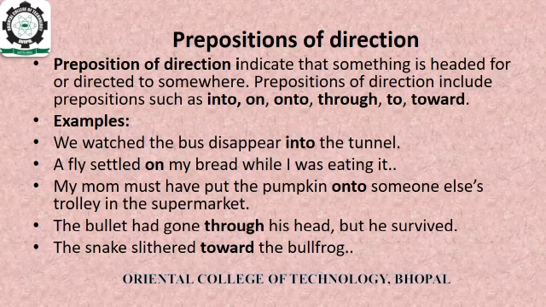Prepositions of direction. Prepositions of direction indicate that something is headed for or directed to somewhere. They include prepositions such as into, on, onto, through, to, toward. Examples. We watched the bus disappear into the tunnel.